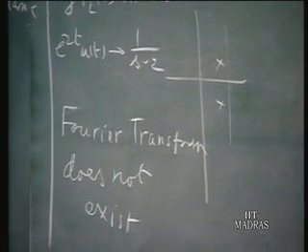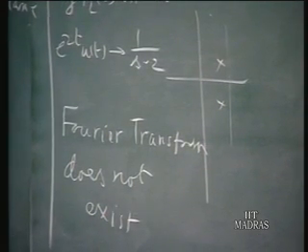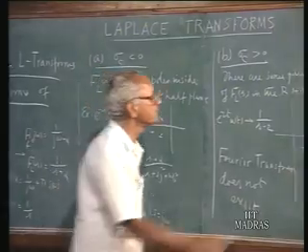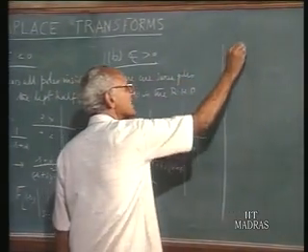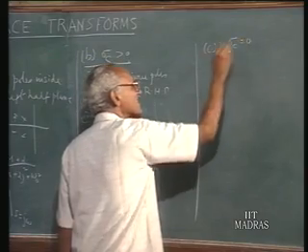So there is no way in which we can relate the Laplace transform and Fourier transform. Simply, the Fourier transform does not exist for such functions. The third case will be when the abscissa of convergence is equal to 0.